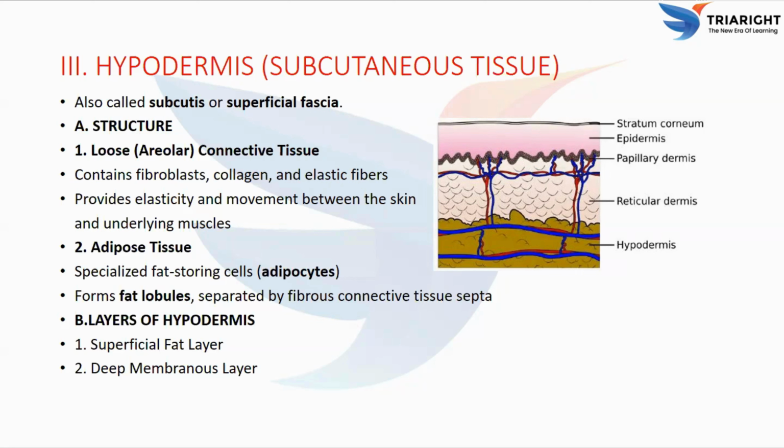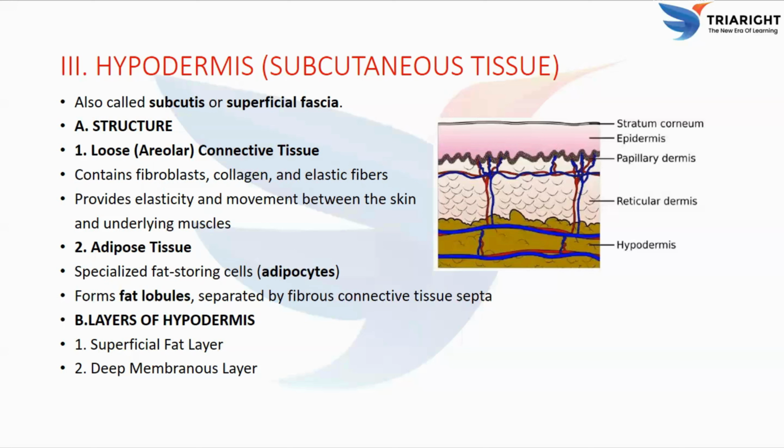So what is the location of hypodermis? It is situated beneath the dermis. It lies above the muscles, bones, and deeper fascia. So what is the structure of the hypodermis? It is composed of loose connective tissue, which contains fibroblasts, collagen, and elastic fibers. So what does this do? They provide elasticity and movement between the skin and the underlying muscles.